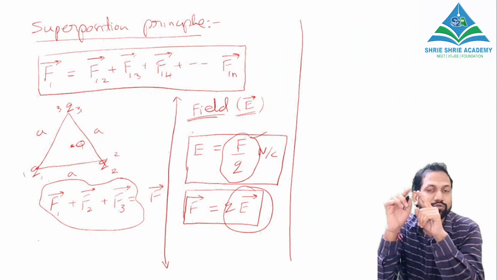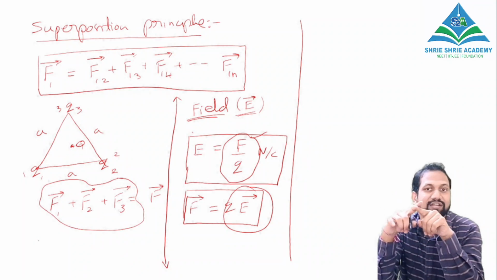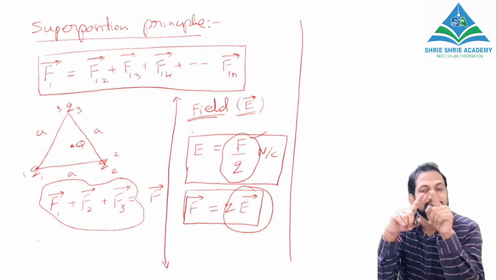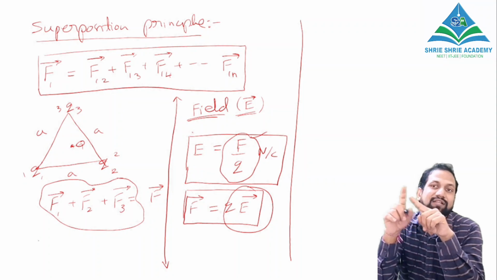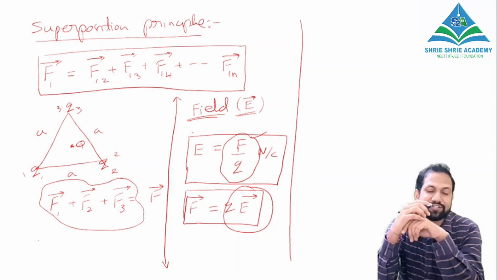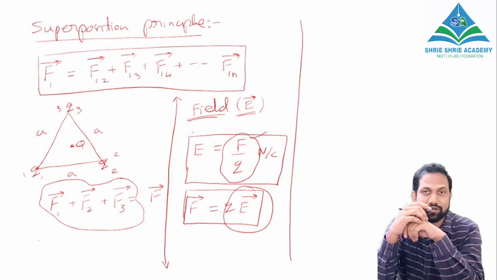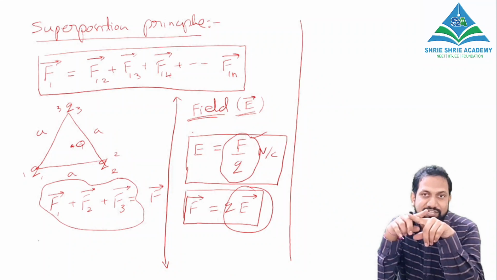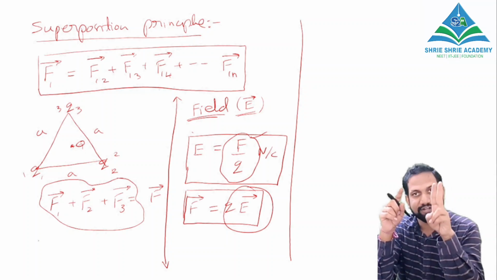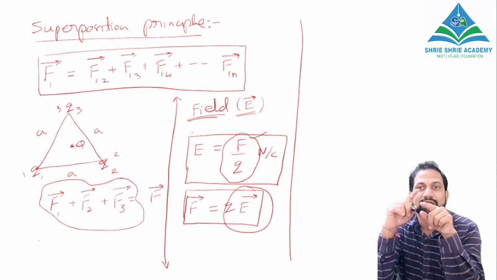And no two electric field lines should intersect each other. If they intersect each other, then that is a violation of the vector's definition. Electric field is a vector, not a tensor. If they are intersecting each other, then at the point of intersection two different directions of the electric field are possible. So the two field lines should not intersect each other.